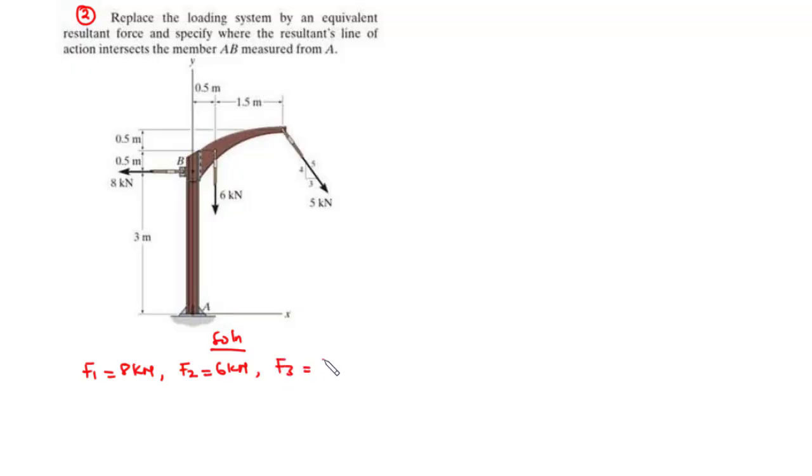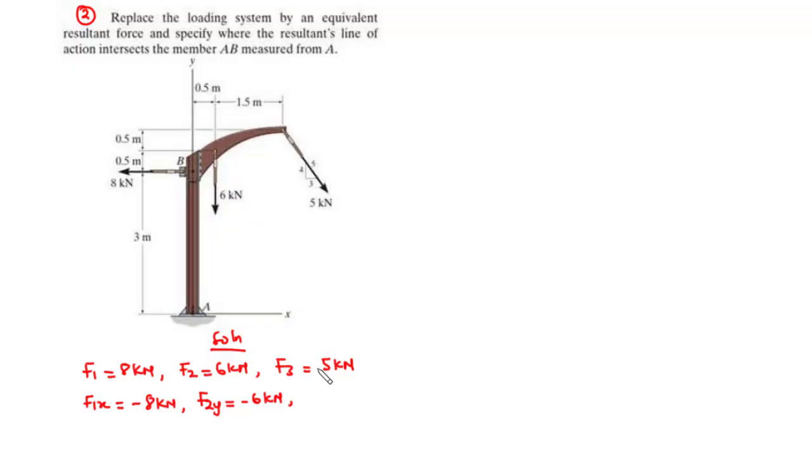F3, 5 kilonewtons. Now, F1 is acting along the x-axis, that is along the negative x-axis. So it's going to be negative. So we have F1x because it has only an x component and then acting along the negative x-axis. So F1x is equal to negative 8 kilonewtons. Now for F2, it is acting vertically downwards, which means that it has only a y component. So that becomes F2y, and that is also equal to negative 6 kilonewtons.